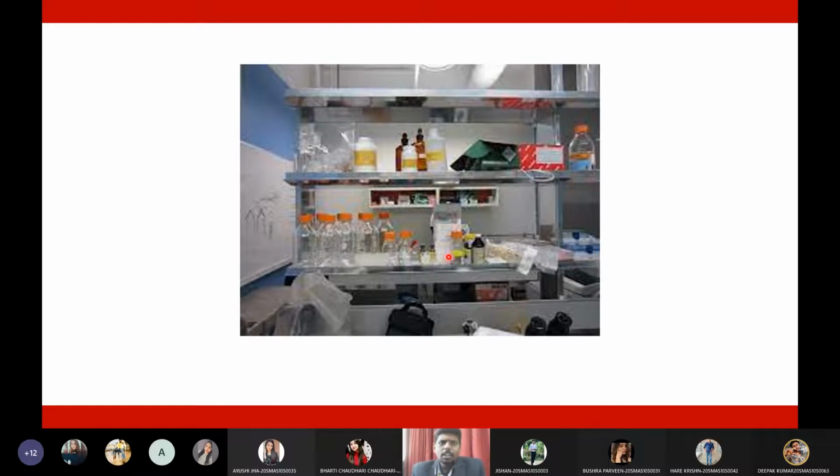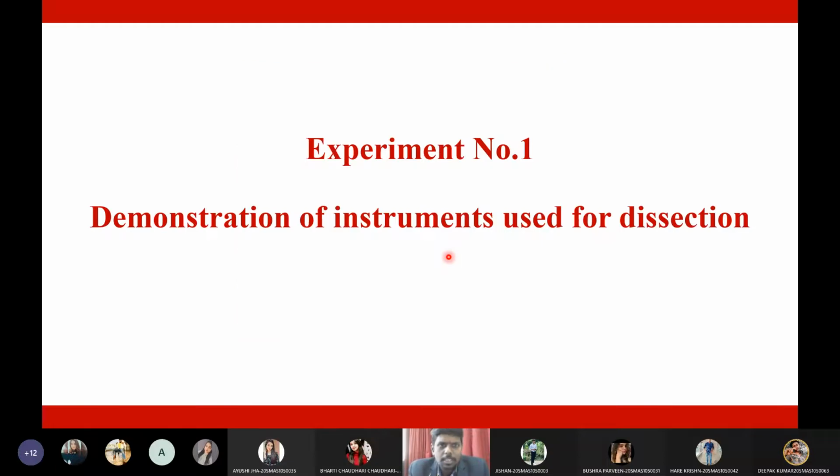So let us see what the instruments present in a lab are, especially for gross examination. Your first experiment is demonstration of instruments used for dissection. When I say dissection, this is always meant for gross examination. What instruments do we require for gross examining a specimen, a biopsy specimen? Say, for example, I got a piece of an organ. To observe this organ, what instruments do I require?